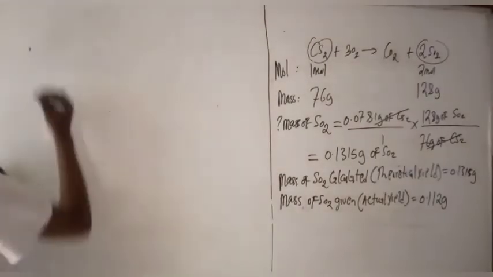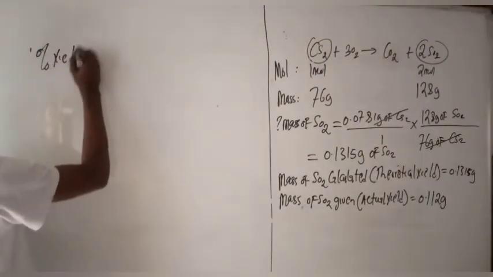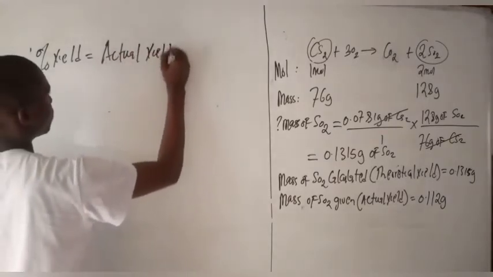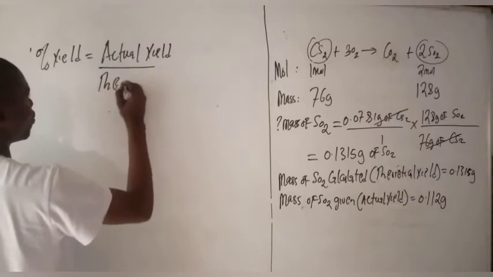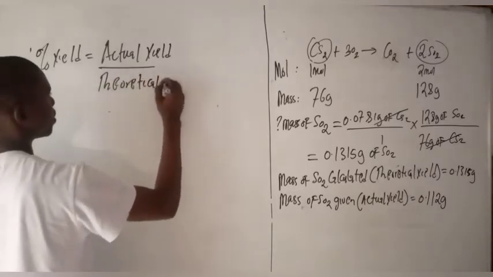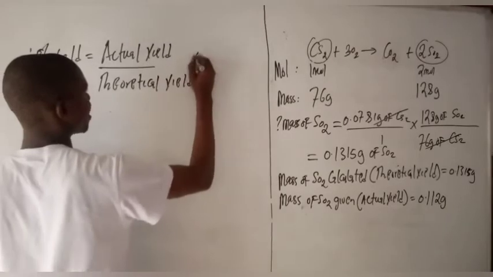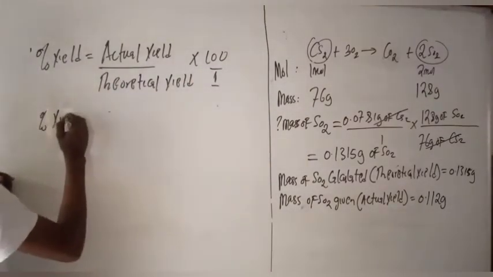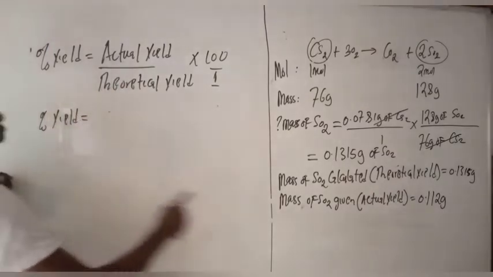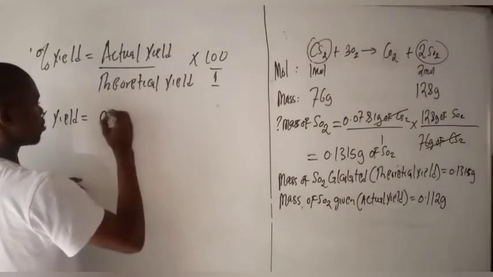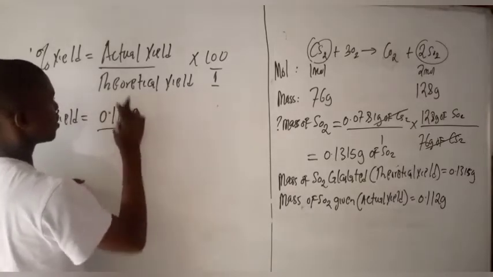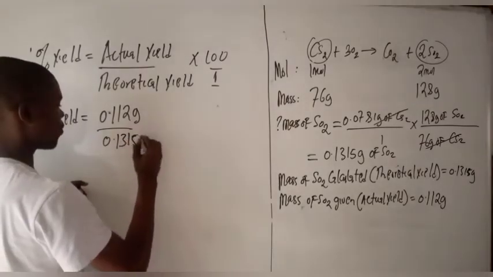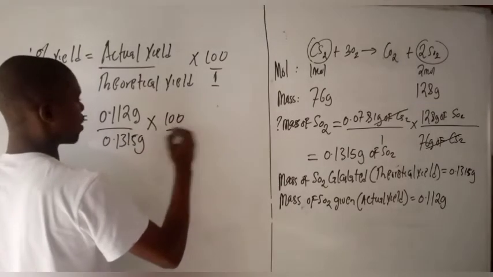Percentage yield of the product equals the actual yield over the theoretical yield, times 100 over 1. So now what you have to do is input your values. Actual yield is 0.1112 gram over theoretical yield, 0.1315 gram, times 100 over 1.